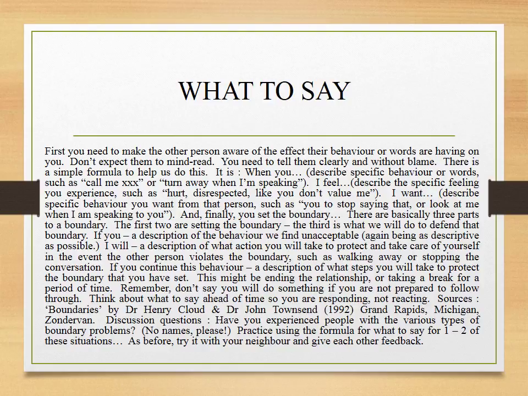There are basically 3 parts to a boundary. The first 2 are setting the boundary. The third is what we will do to defend that boundary. If you, a description of the behavior we find unacceptable, again being as descriptive as possible. I will, a description of what action you will take to protect and take care of yourself in the event the other person violates the boundary, such as walking away or stopping the conversation. If you continue this behavior, a description of what steps you will take to protect the boundary that you have set.